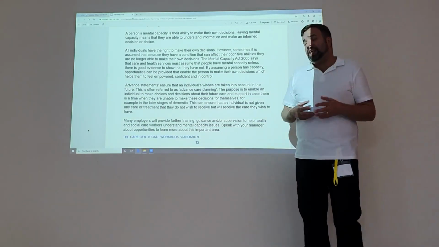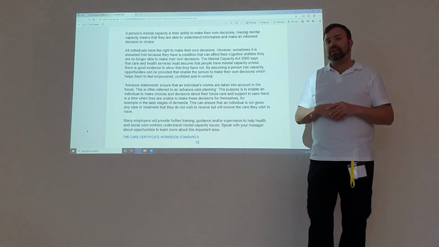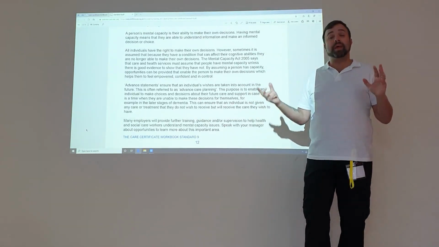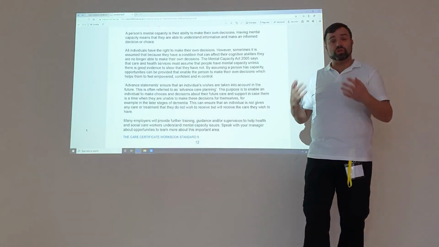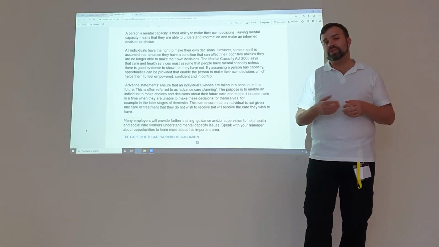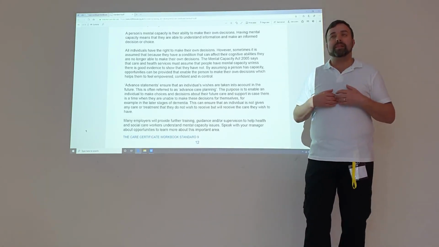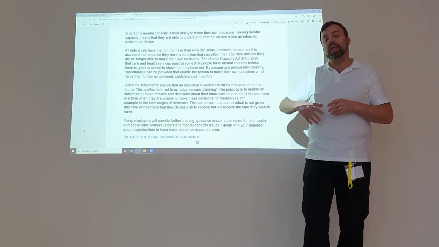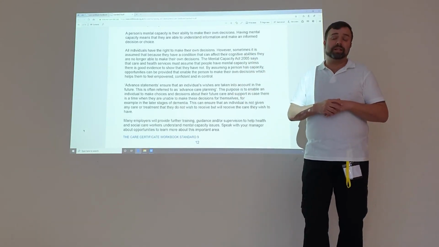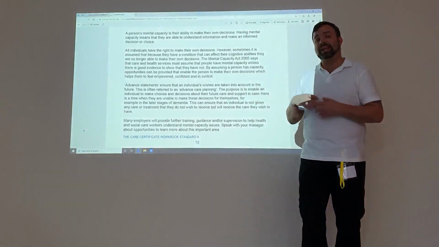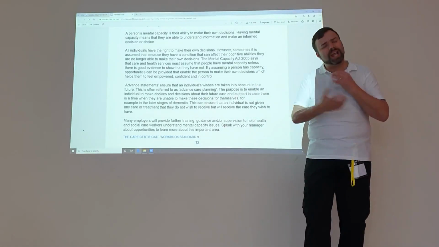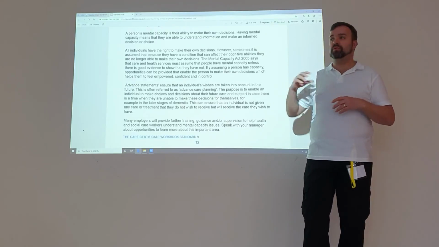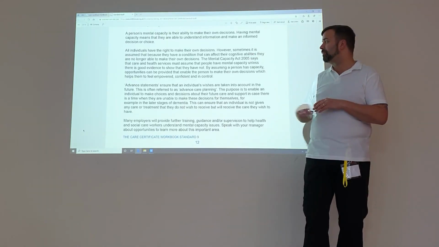So everybody is assumed to have capacity unless otherwise stated. What that means is I must offer choice and respect in the same way that I would everybody else, whether you are deemed to have capacity or not. If you're deemed not to have capacity, I will still ask you and give you rights and choices, but I may change the way in which I do that or offer you different outcomes which best meet your needs.